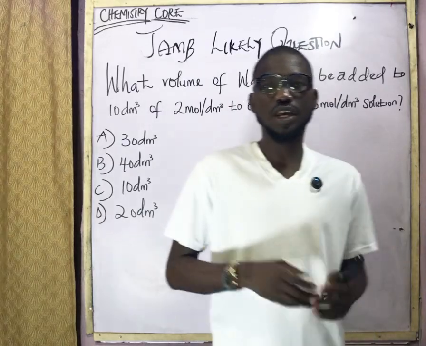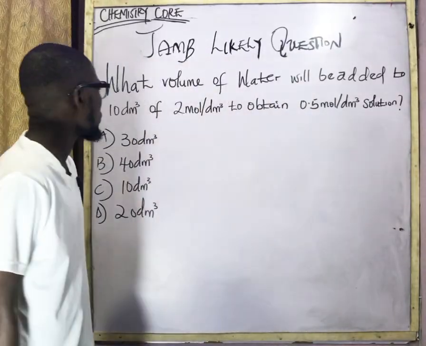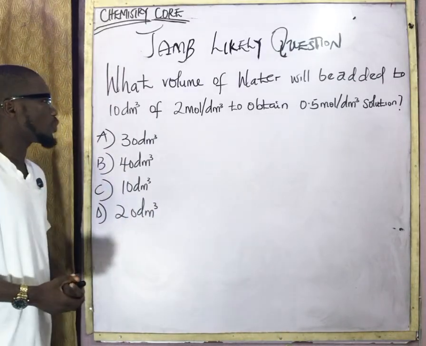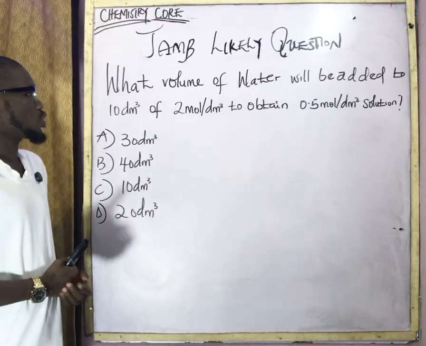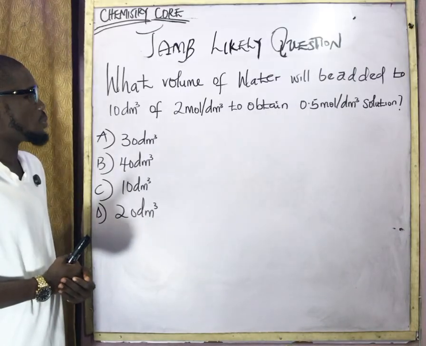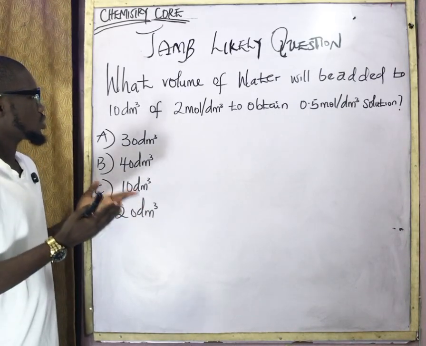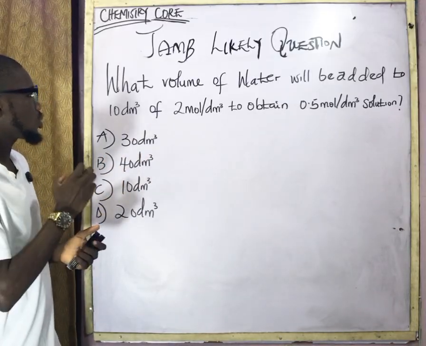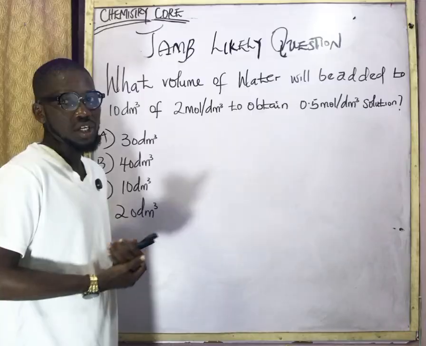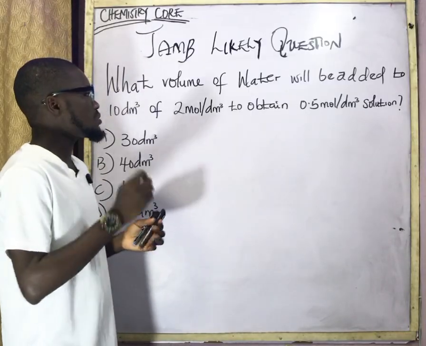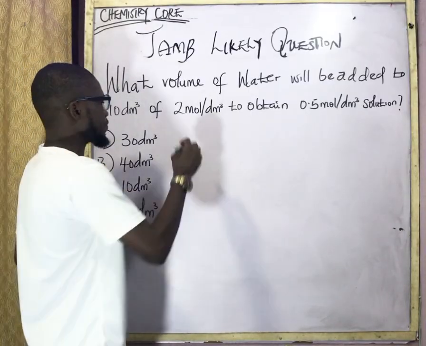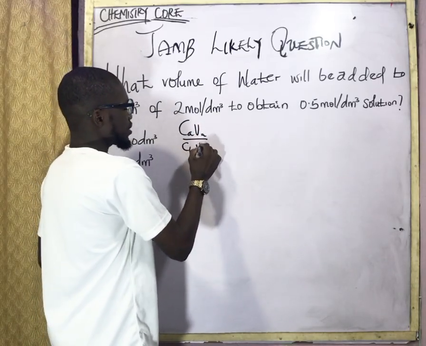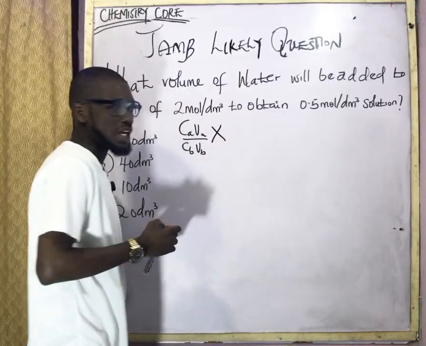In case you came across this kind of question: what volume of water will be added to 10 dm³ of 2 mol/dm³ to obtain a 0.5 mol/dm³ solution? If you come across this kind of question, don't forget the formula we are going to introduce, and don't make the mistake of using the formula CA VA over CB VB. This is the wrong formula to use.